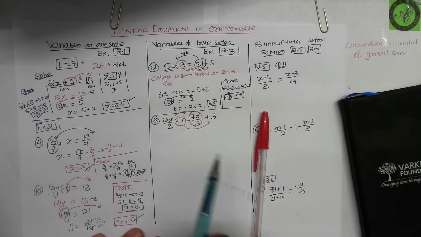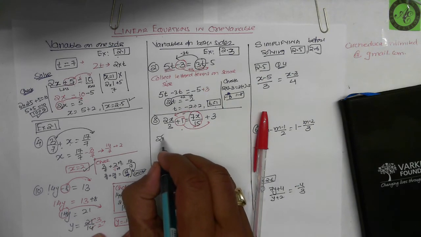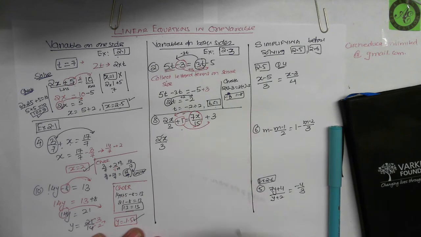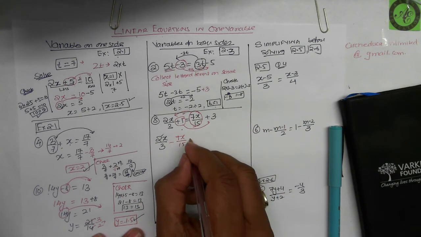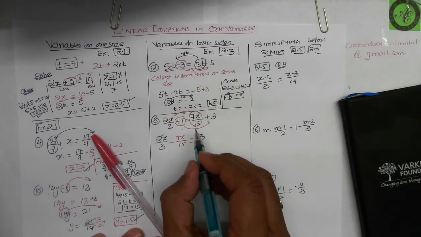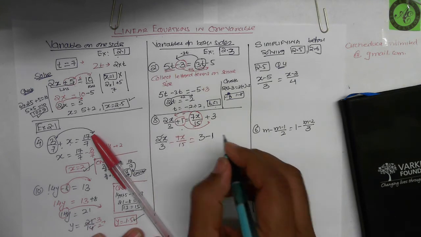Guys, once again, really important: these arrows and the circles will make the questions easier for you. You won't make mistakes. 2x over 3 stays here, written first. Take away 7x over 15, equals +3 is there, so we write down 3 first, and +1 coming from there comes out as -1.